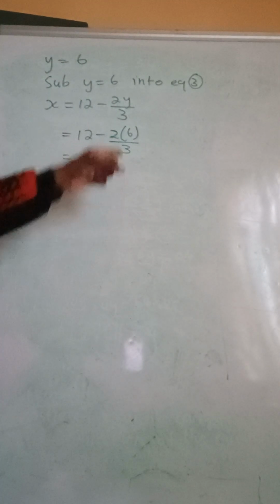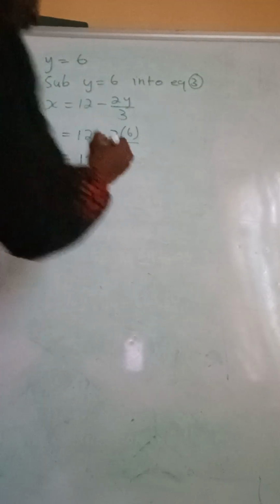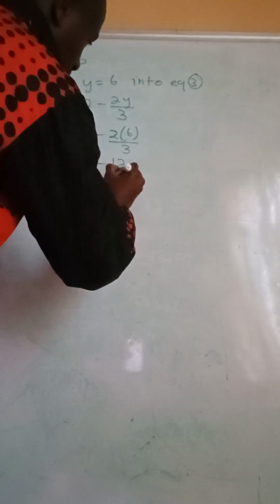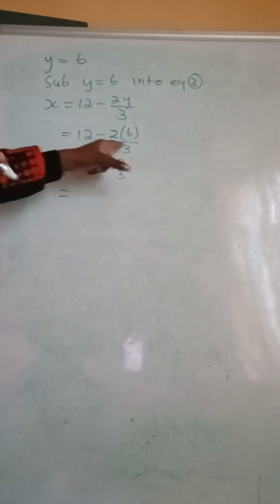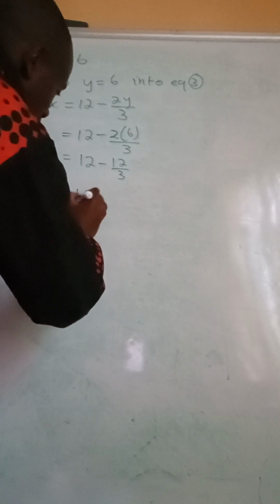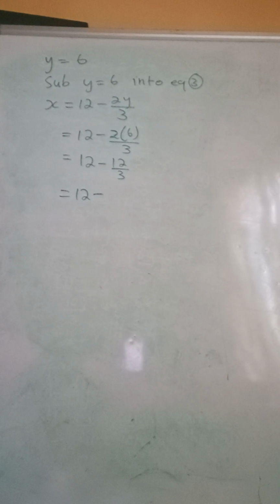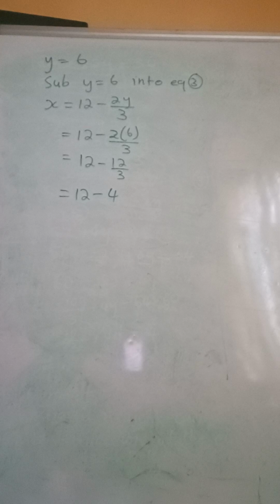Now, I must first deal with the brackets. So I'm going to have 12 minus 2 multiplied by 6, over 3. So now, before I can do anything, let me deal with the fraction because 3 can go into 12. So I'm going to have 12 minus 12 divided by 3, which is how much? 3, 6, 9, 12, meaning 3 goes 4 times into 12.